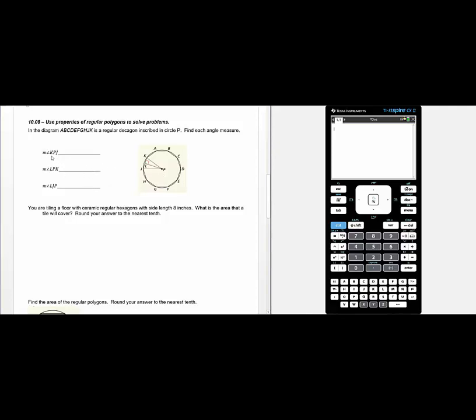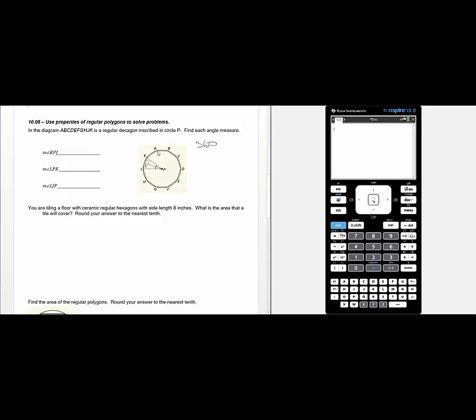So I'd like to find angle KPJ, which corresponds to a central angle in the circle made by these two radii from PJ to PK. How would you do that? Well, I know that the degree measure to go once around a circle is 360.